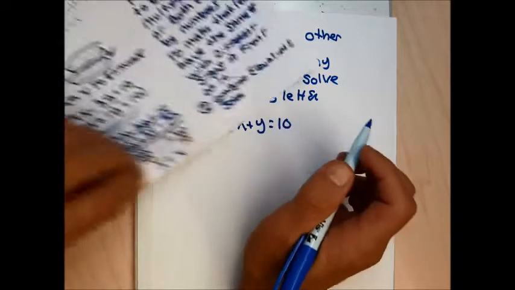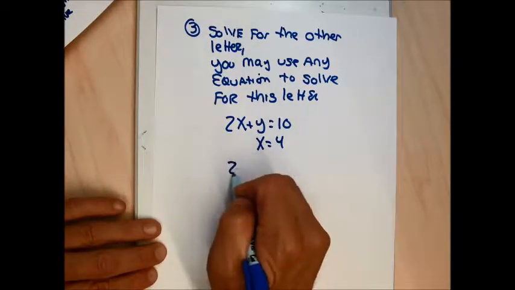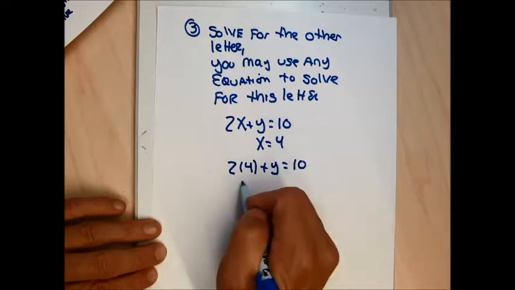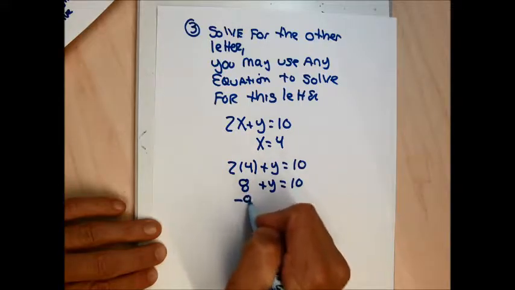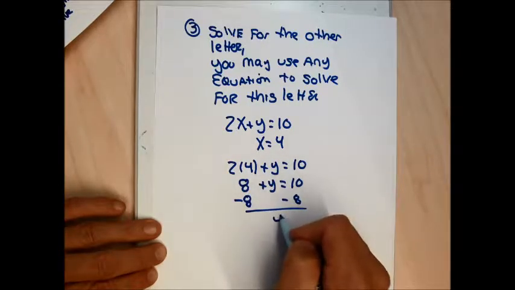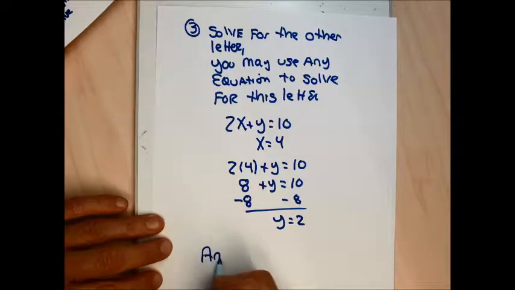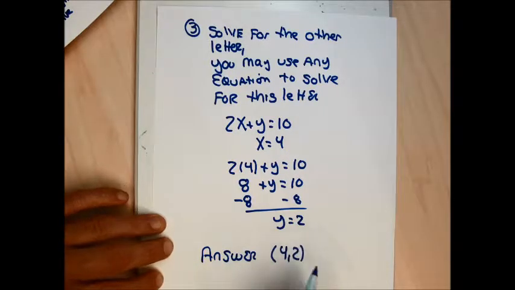And the answer I came up with, x equal to 4, to solve for y. So I'm going to go 2 times 4 plus y equals 10. This will give me 8 plus y equal to 10. And then I'll minus 8 from both sides and get y equal to 2. So my answer to this, well, it's a lovely (4, 2). It's going to be x equal to 4, y equal to 2.